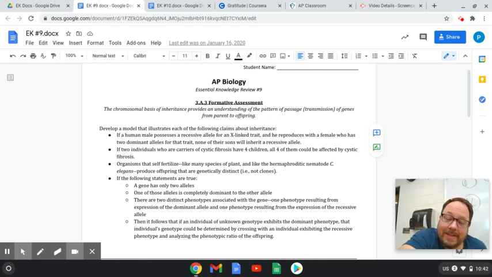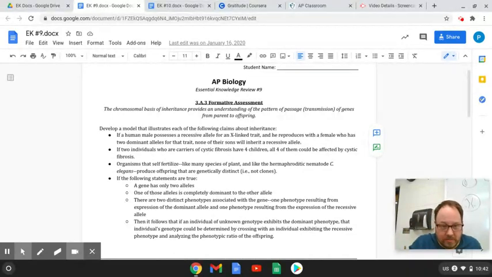So first off, I didn't intend for EK's 9 and 10 to cause people some consternation about what do you draw, what do you make. These are really just looking at ideas related to genetics and explaining why they are what they are. In EK9, it says develop a model that illustrates each of the following claims about inheritance. When they say develop a model, it could just be like big A times little a, little a. That's a model, or coming up with a little Punnett square, stuff like that. Those are models that explain what's going on here.